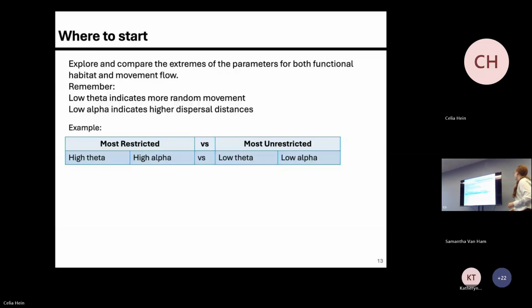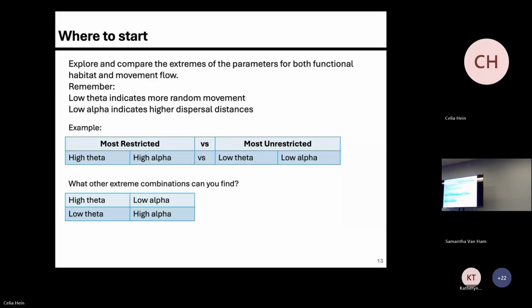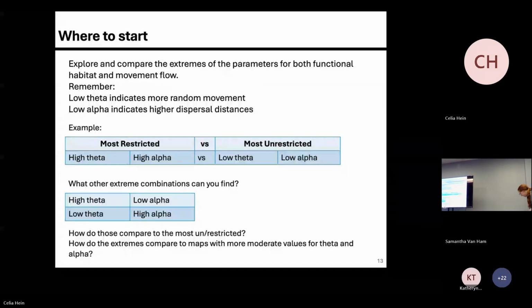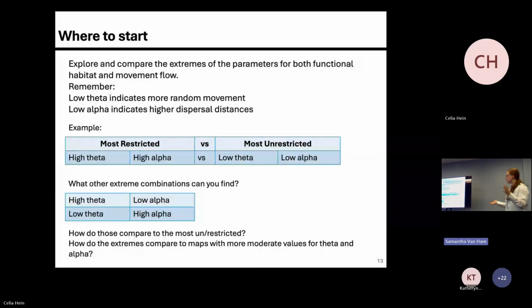Then for the most unrestricted, low alpha, low theta. You can do that for both the functional habitat maps and the movement flow maps. Take a look. Then, when you're done with that, take a look at the other extreme options, so kind of mix and match your extremes. And say, okay, now that we have those extremes, how do they compare to the most restricted and the most unrestricted, or to this middle-of-the-road approach where you select a moderate value for both?